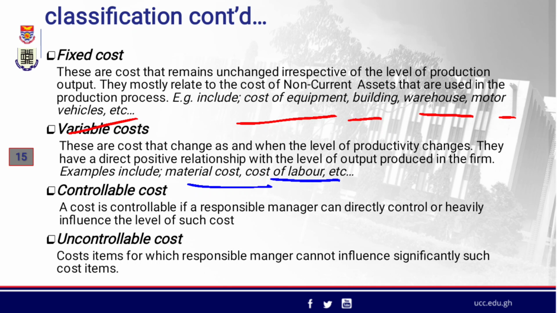Okay, then we have controllable cost. A cost is controllable if a responsible manager can directly control or heavily influence the level of such cost. Uncontrollable costs are cost items for which responsible managers cannot influence significantly such items of cost.